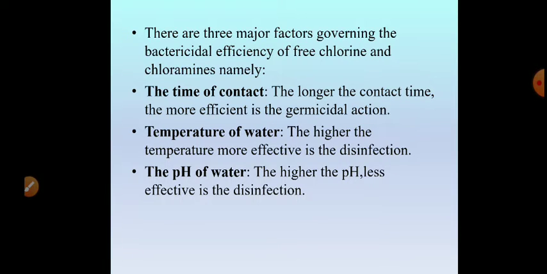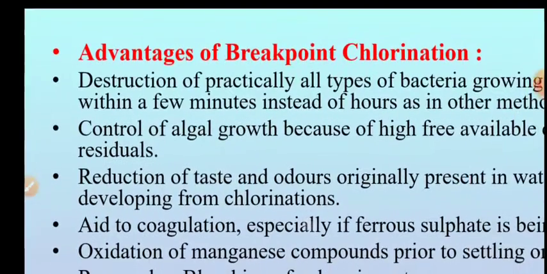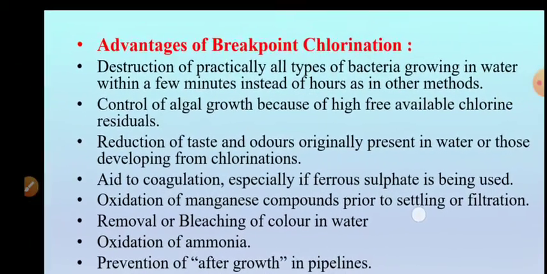Now there are three major factors which govern the bactericidal efficiency of free chlorine and chloramines. What are the three factors? The time of contact. The longer the time of contact, the more efficient is the germicidal action of chlorine. Temperature of water. The higher the temperature, the more effective is the disinfection process. The pH of the water. If the pH is too high, the disinfection by chlorine is less efficient.